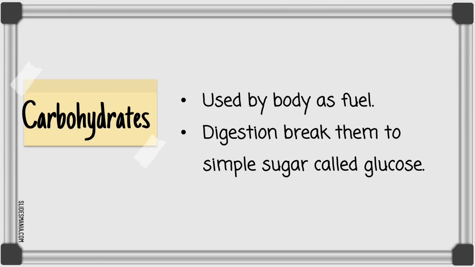Carbohydrates are used by the body as fuel. They are used for energy. When you eat food rich in carbohydrates, you get enough energy to do things. Now digestion breaks them down into a simple sugar called glucose. So when you eat those, they are broken down into simple sugar and it gives you the energy.